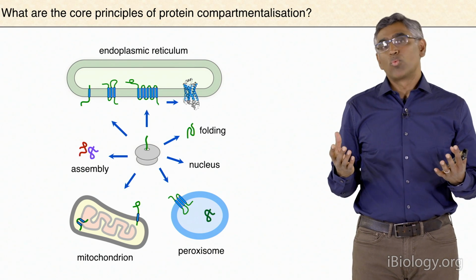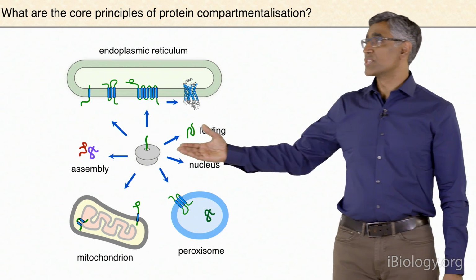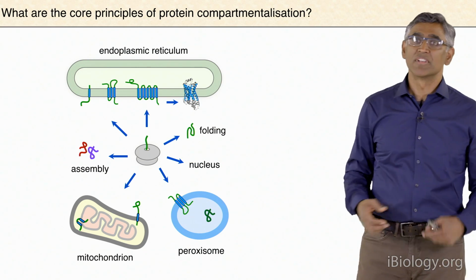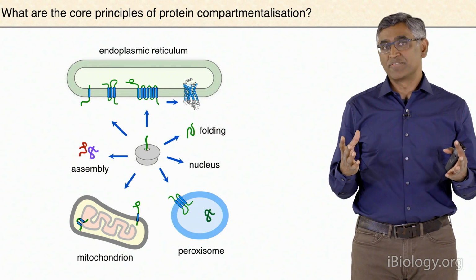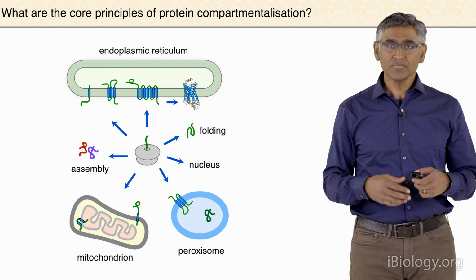So, if we go back to this initial diagram where proteins that are synthesized in the cytosol have to be segregated among all these compartments, what are the general principles that we've learned from examining the process of getting to the ER?